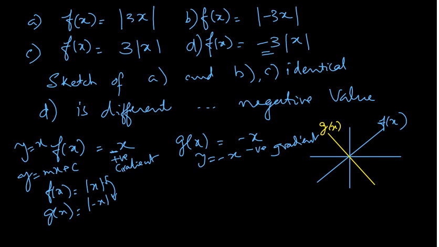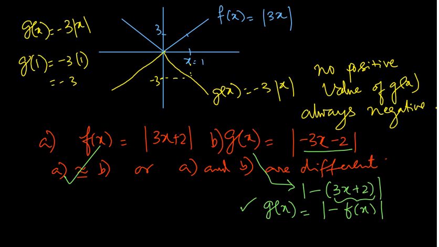So if I have f of x is equal to just x and g of x is equal to negative x, one is with a positive gradient, that's f of x, and g of x is a negative gradient, and that's how this graph looks. But within the mod, whether it's plus x or minus x, the graph looks the same. So we try to actually plot this.